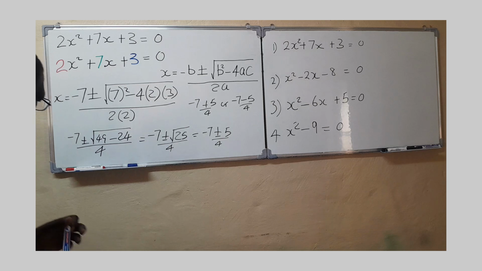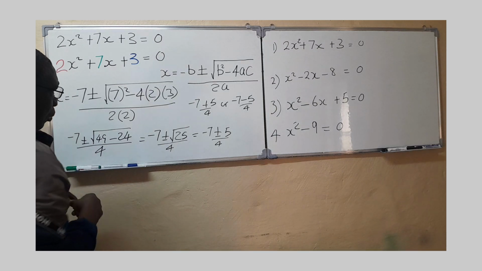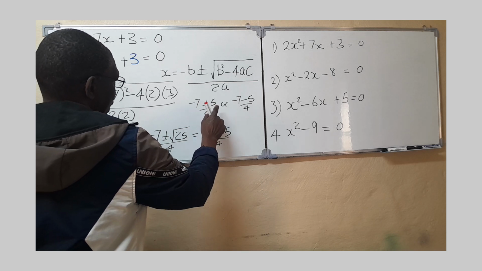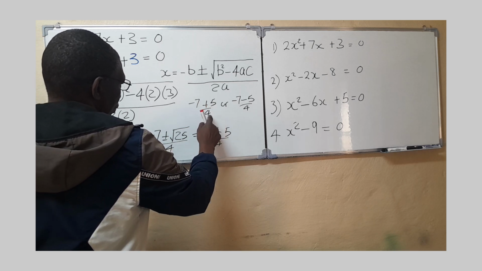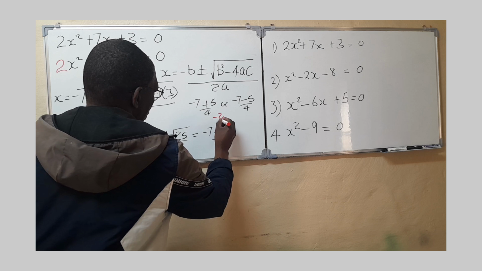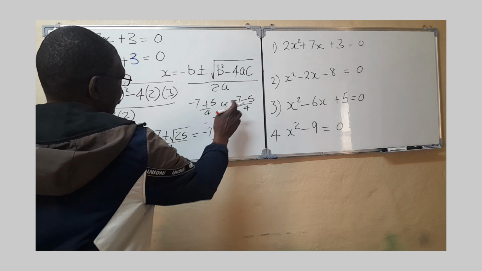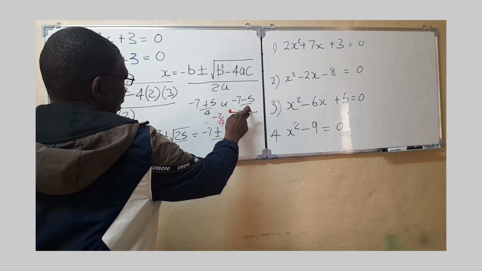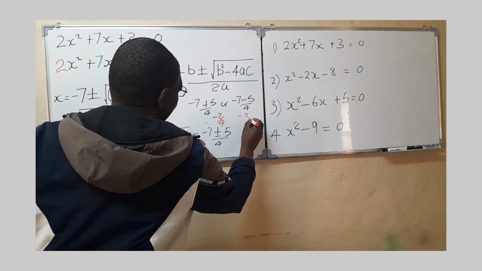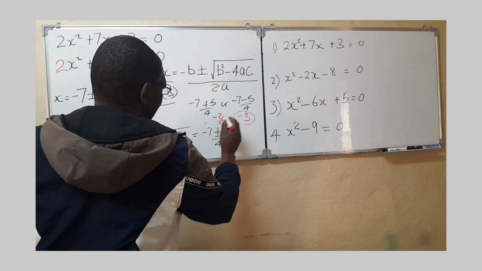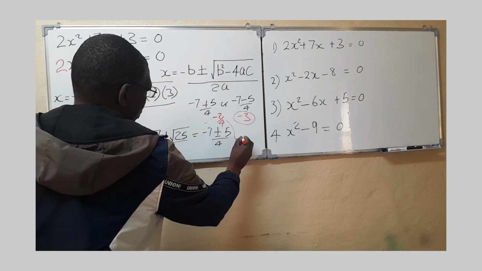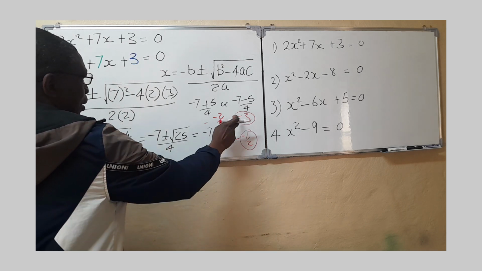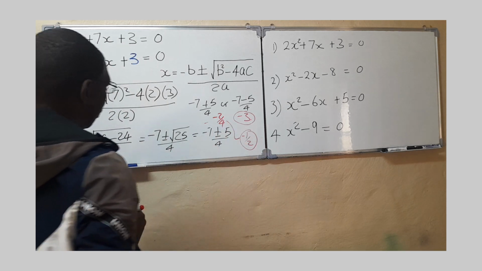So our first answer, let me write it in red. Our first answer would be minus 7 plus 5 is 2. It's minus 2 over 4. So it's minus 2 over 4, which of course is a half. And this one here is minus 7 minus 5, which is minus 12. Minus 12 divided by 4, which is minus 3. So all the answers are actually negative. Let's simplify this. This, of course, becomes minus 1 over 2. So here are our two answers. The answer is minus 3 or minus 1 over 2.